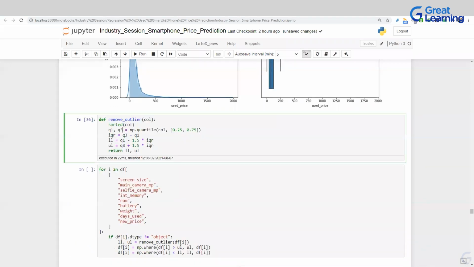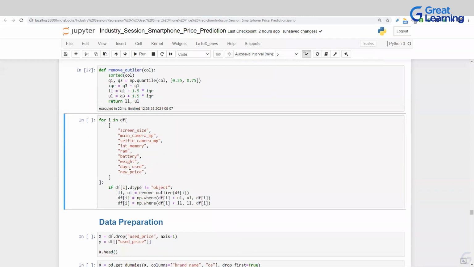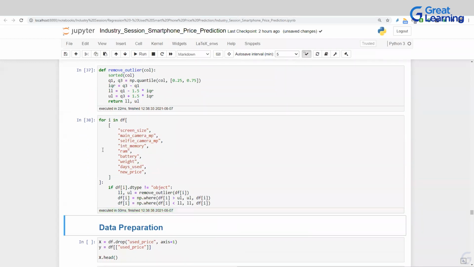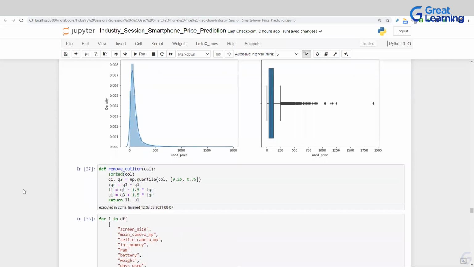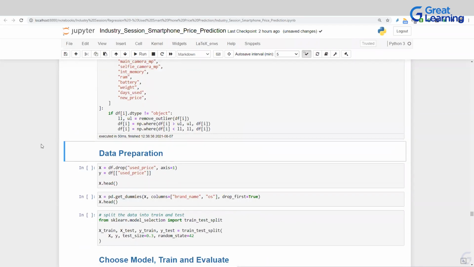I create a user-defined function to calculate the first and the third quartile, and then calculate the upper level and the lower level at 1.5 IQRs. And by running a loop on all the variables where we had outliers, I'm going to cap them there. So all the outliers are now treated and capped at the whiskers. Two of the most important data pre-processing steps, imputing the missing values and outlier treatment, have been done. Let's go ahead and now prepare the data for modeling.